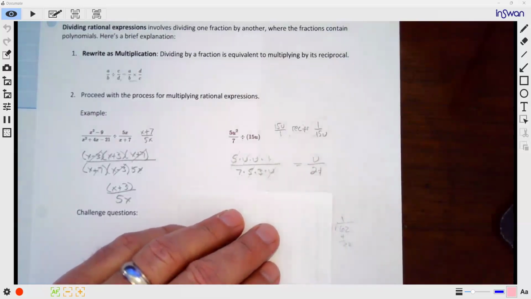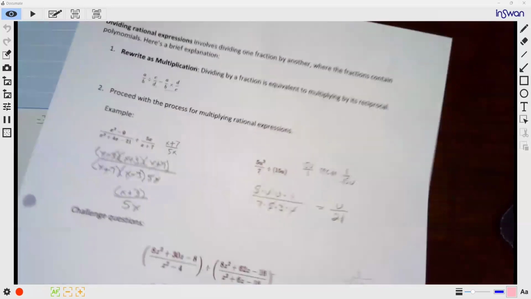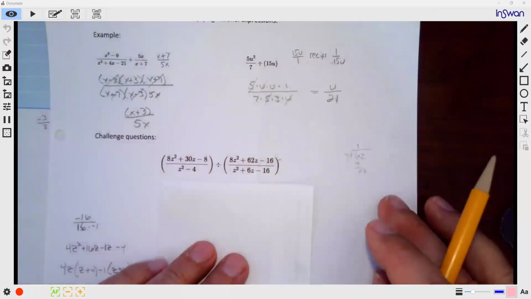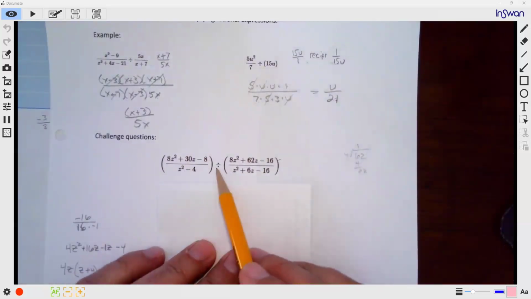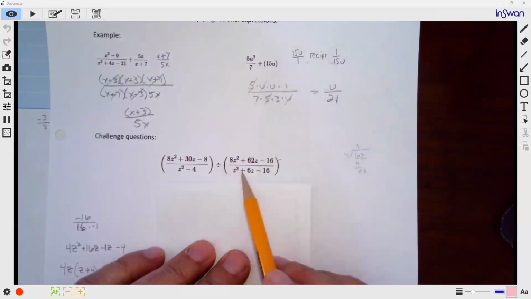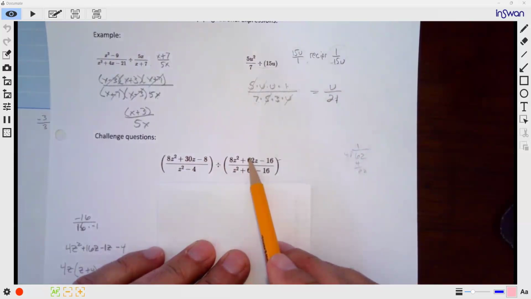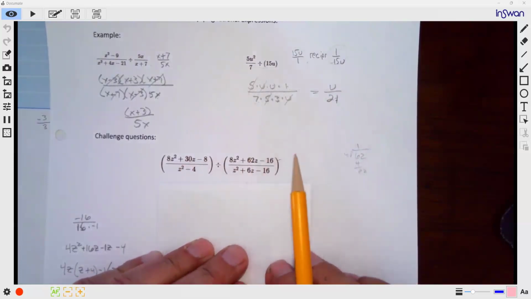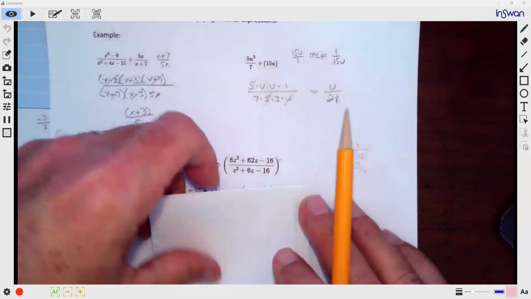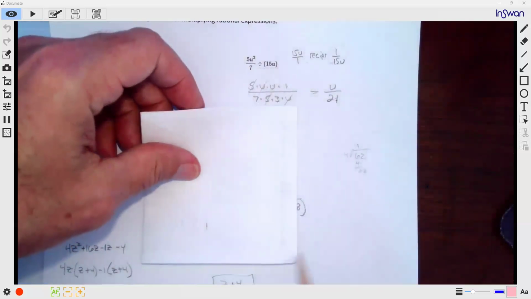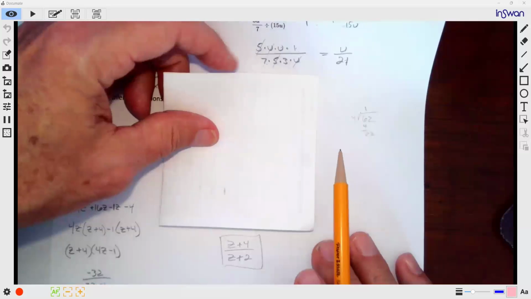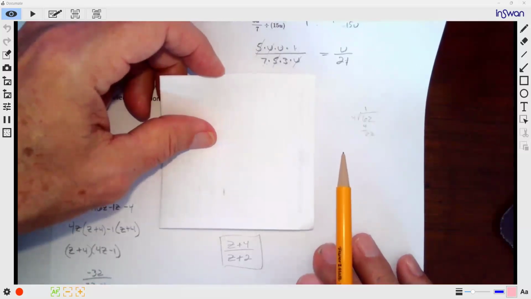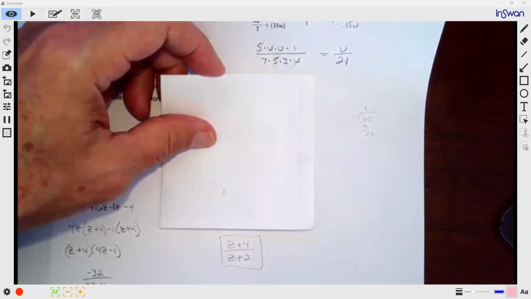Okay. This last one is a challenge question. I'm not going to go through it. It looks horrible, but it's division. So what are you going to do? You're going to flip this one around to turn it into multiplication, factor everything, and then cancel all the common factors. And if you do that, I'll leave it as an exercise, but it's going to simplify to z plus 4 over z plus 2. Okay? So that's the first section of Unit 2.